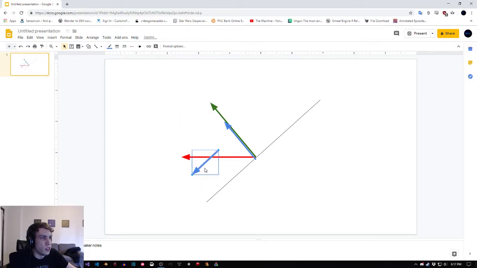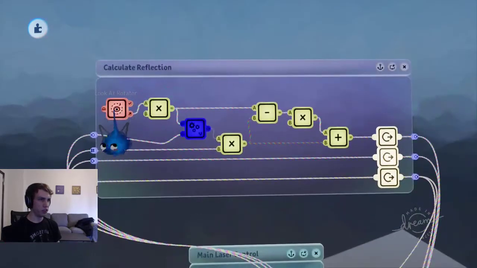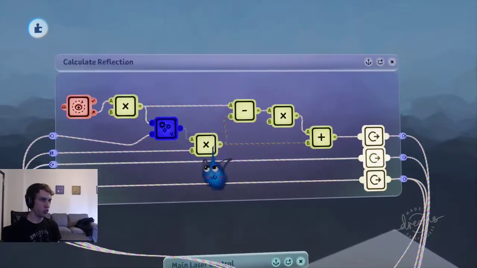And then if we subtract the parallel component from this laser direction, we get the perpendicular component. So now that we have the parallel and the perpendicular component, all we have to do is multiply this by -1 to keep the same length but flip its direction. And then we add these two back together, and that gives us this, which is the reflected vector, which is exactly what we need.